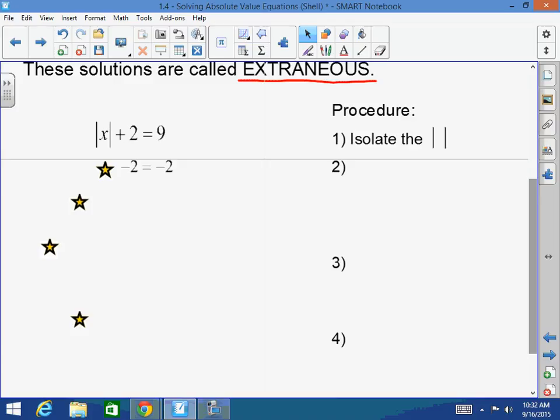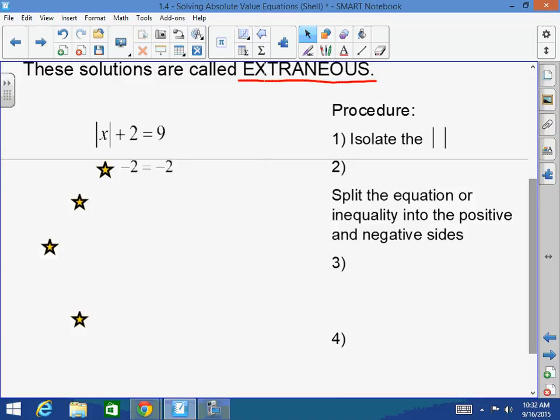And that's going to get the absolute value alone. Now, once I have the absolute value alone, gentlemen, I'm going to split the equation or inequality. I'm actually going a little ahead here because we're not in inequalities yet, but it's the same exact procedures. You're going to split the equation into a positive and a negative side. So once I subtracted the 2 from both sides, absolute value of x equals 7. Now I'm going to literally split that into 2 sides, guys.